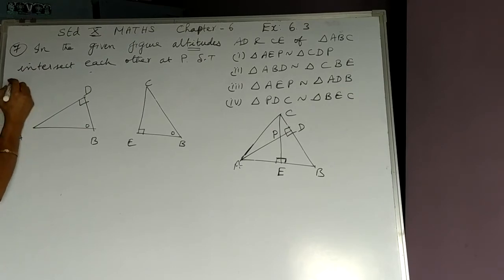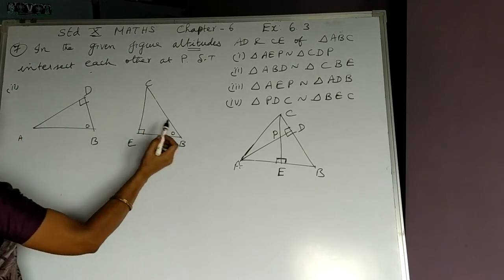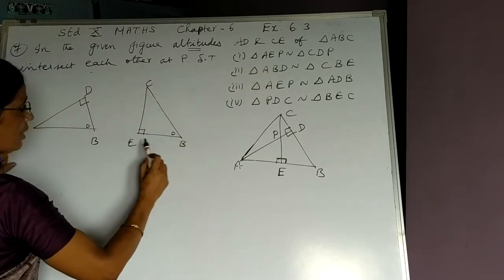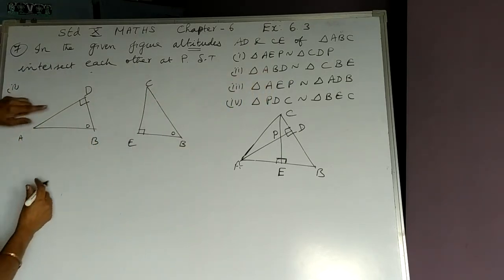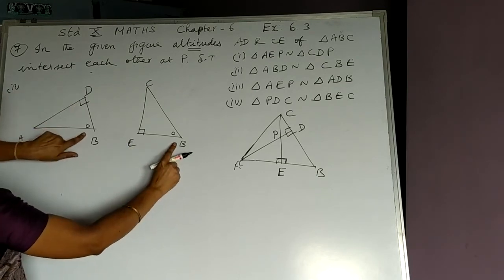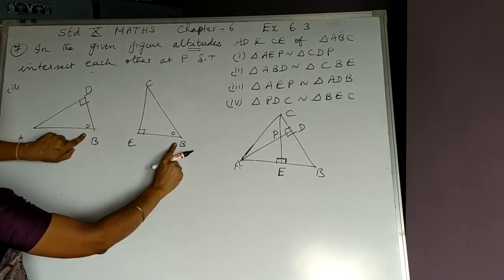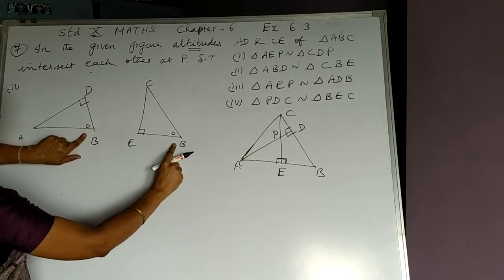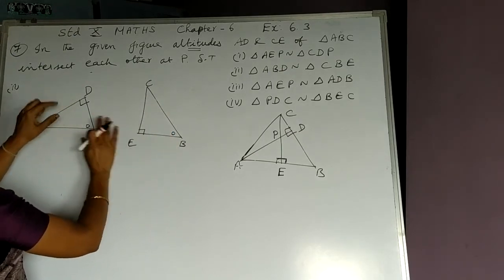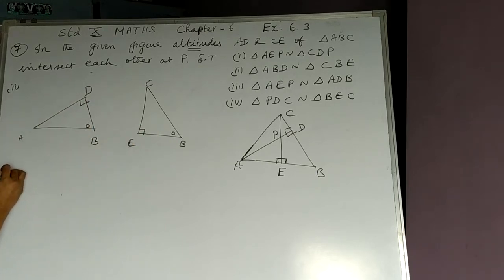Seventh question, second subdivision: we are supposed to prove triangle ABD is similar to triangle CBE, these two triangles. Again, we find one pair of angles as right angles. These two are the same angle. You can find angle B is present in both the triangles. Again, we get two pairs of angles equal. By double A criterion, the triangles are similar.